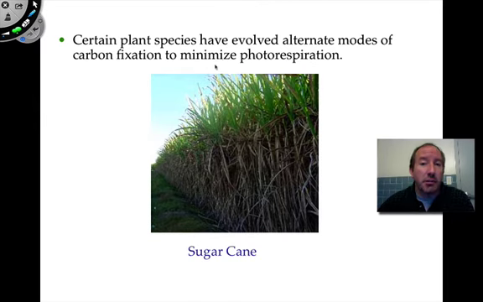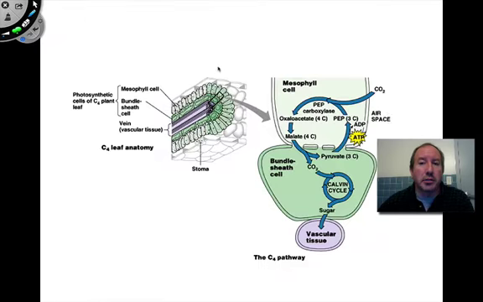How can they do that? Because Rubisco, they're not going to change their Rubisco. So what is it about their leaf anatomy? What is it about their biochemistry that allows them to thrive in this environment? And the answer to that is a plant anatomy called C4 and a biochemistry called C4. So let me just walk you through this.